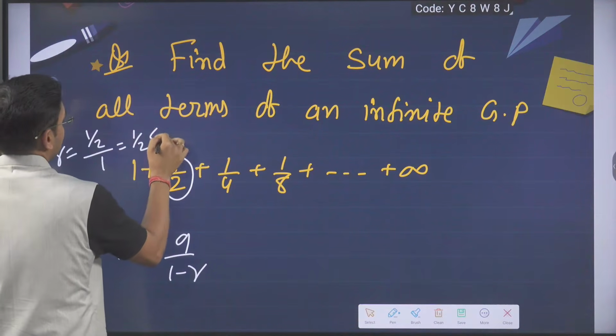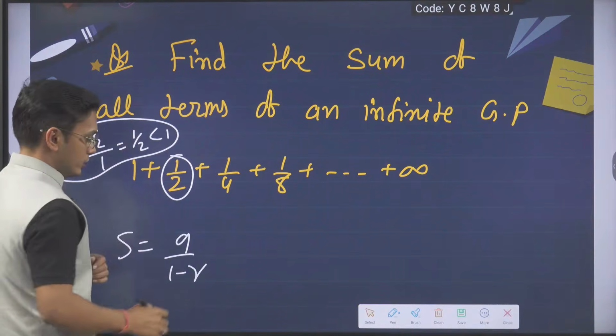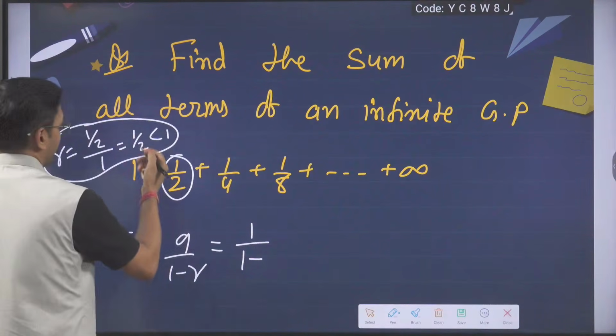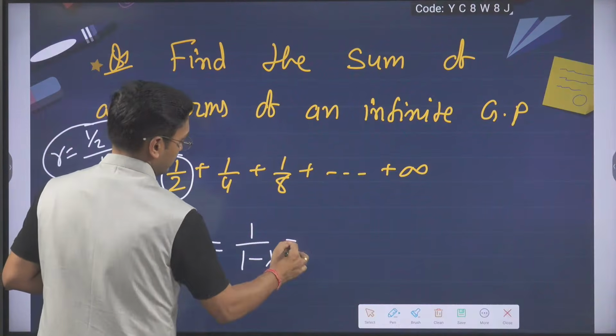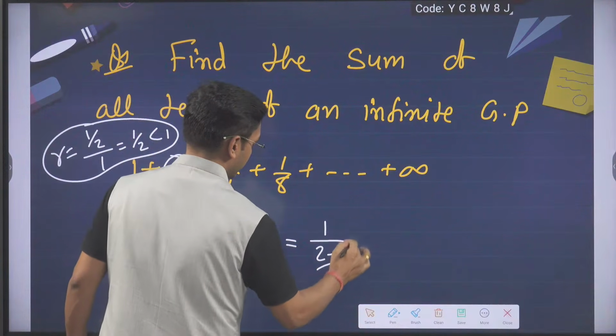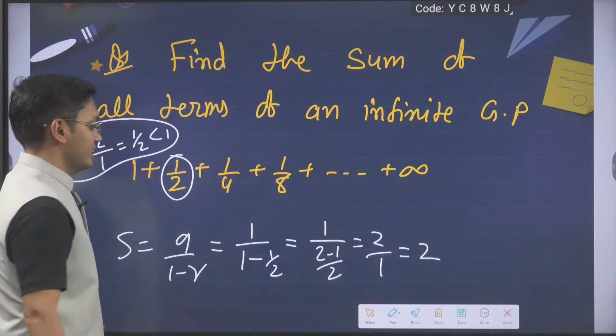And obviously the magnitude of R is less than 1. That means we can apply this formula. So if we apply the formula, A, the first term, is 1, upon 1 minus the ratio, which is 1 by 2. So this comes out to be 1 upon 2 minus 1 by 2, that is 1 upon 1 by 2, which is 2 by 1. That is equal to 2. So the answer is 2.